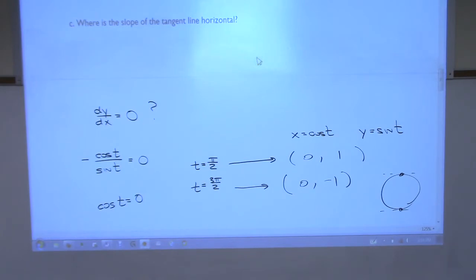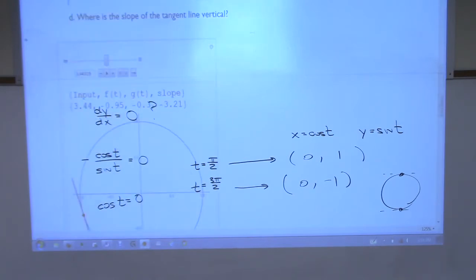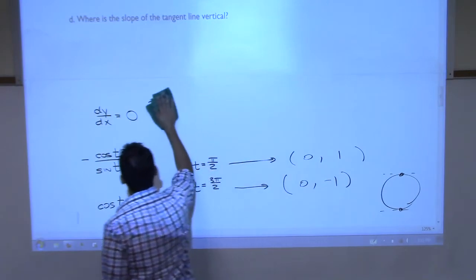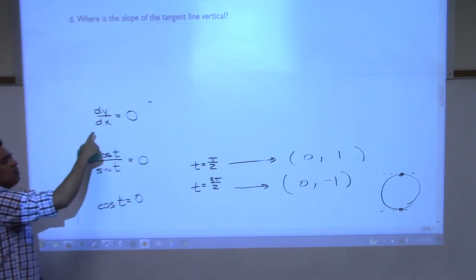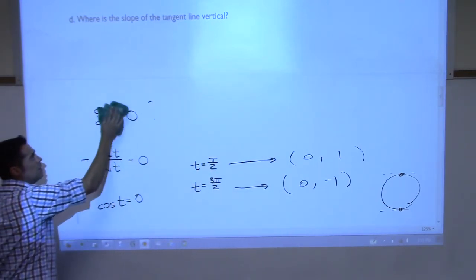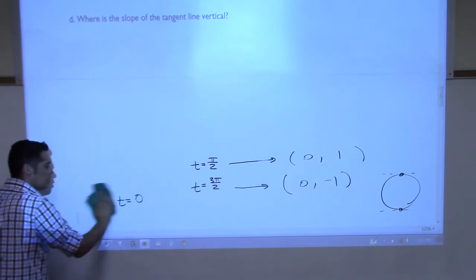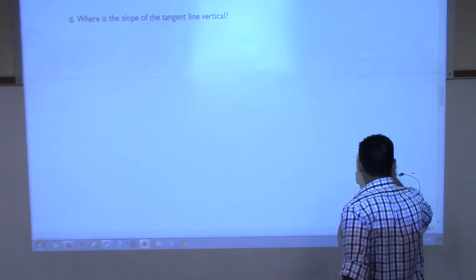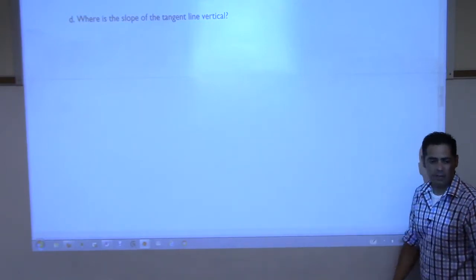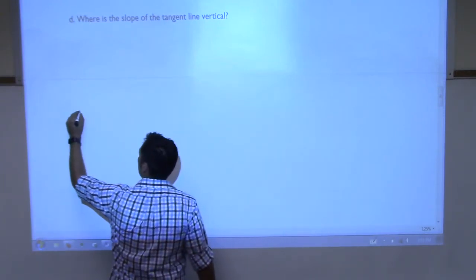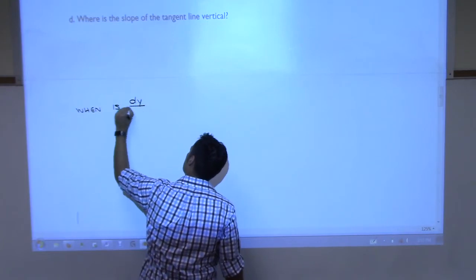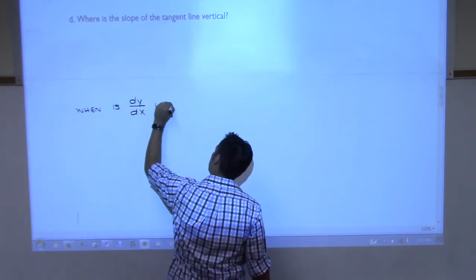Next question. Last question. Where's the tangent line vertical? I know when we said horizontal, we said, okay, it's just asking when is the derivative 0. But when you say that we have a vertical tangent line, what are you really looking at? When does the derivative not exist? When is the derivative undefined, right? So you're going to say, when is dy dx undefined?